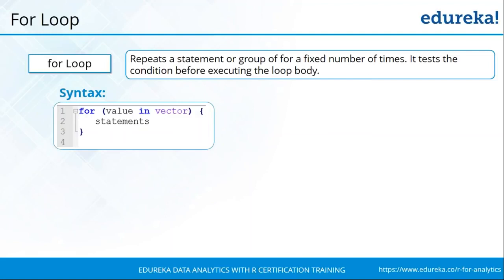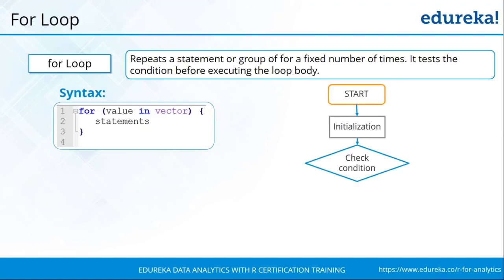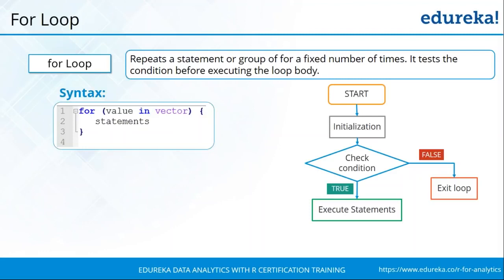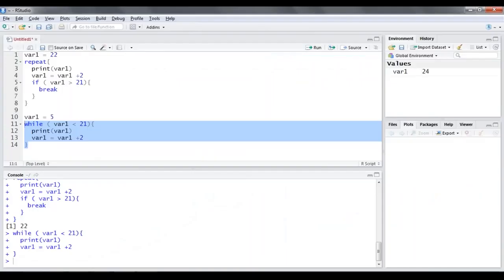A for loop is a loop that you use when you know the number of times the statement has to be executed. If you look at the flow, you start with an initialization, that is you check the initial value, then check if the condition is true or not. If it is false, you exit, but if it is true, you execute the code block. Once that's done, you update your value and then repeatedly check the condition.